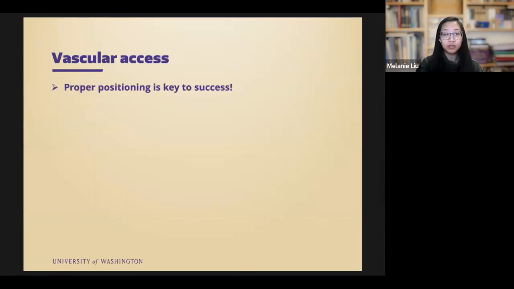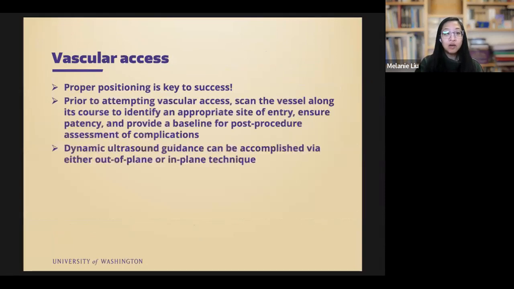Okay, so let's talk about vascular access now. Proper positioning is the key to success. For right IJ or left IJ positioning, I think it has become pretty standard, where we want the patient to have their neck slightly rotated and to have the patient in a Trendelenburg position to really avoid the vessel collapsing.